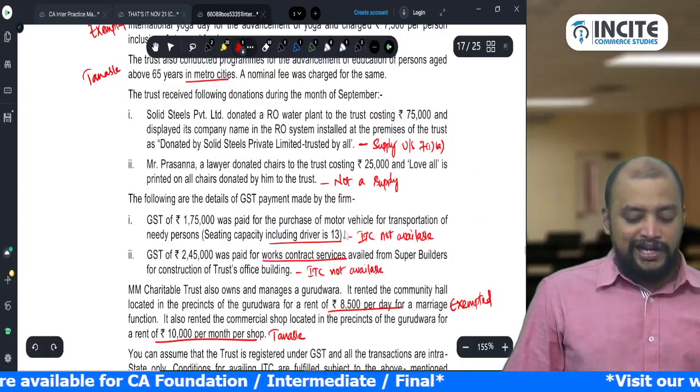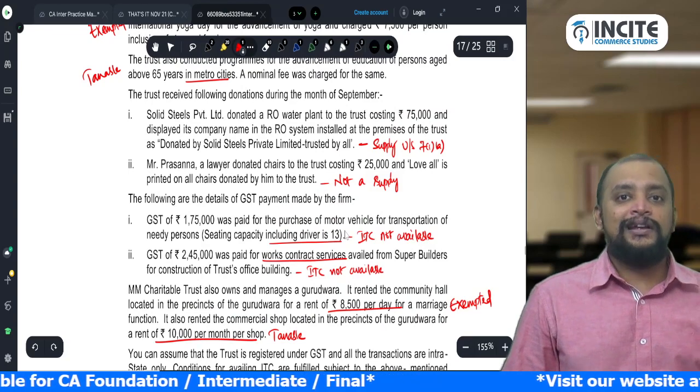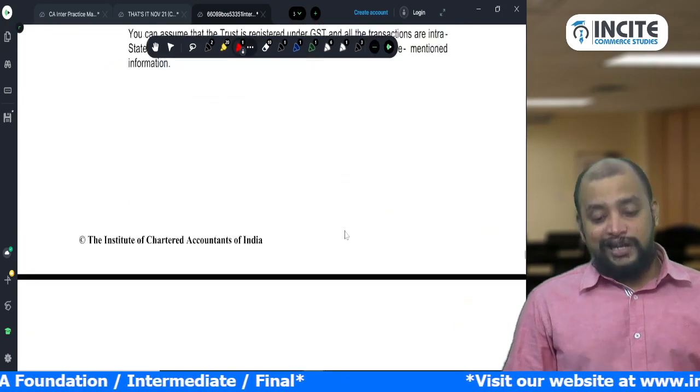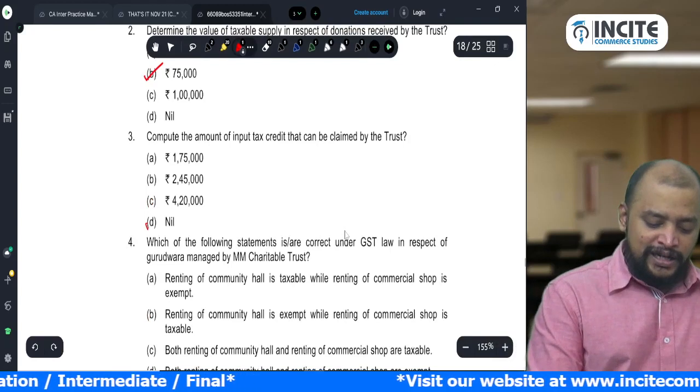Nothing. They cannot take ITC. Only two inward supplies are there. On both the inward supplies, they cannot take ITC. So therefore, it will be nil.